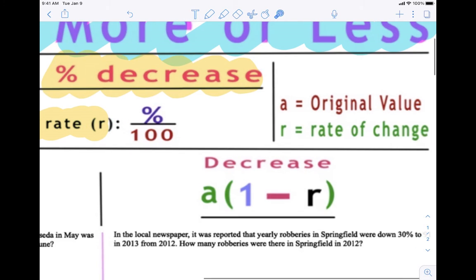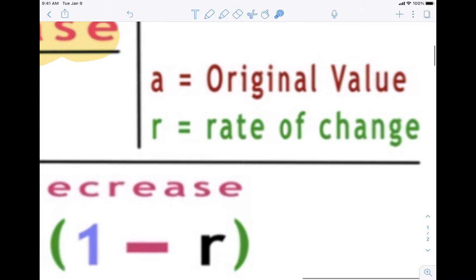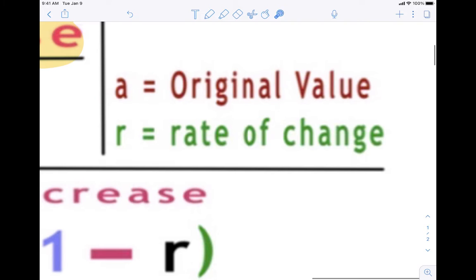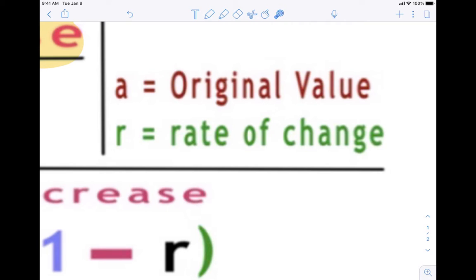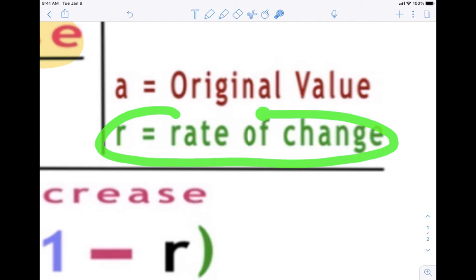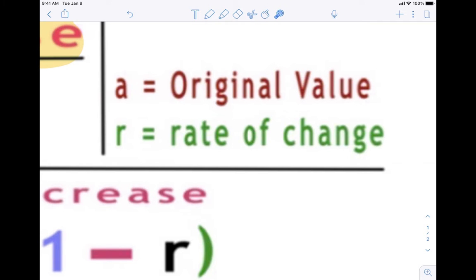And we remember that A is the original value, right? A is the number that we start with. It's the number that comes first in order. And then R is the rate of change, or the percent. How much is the number changing?